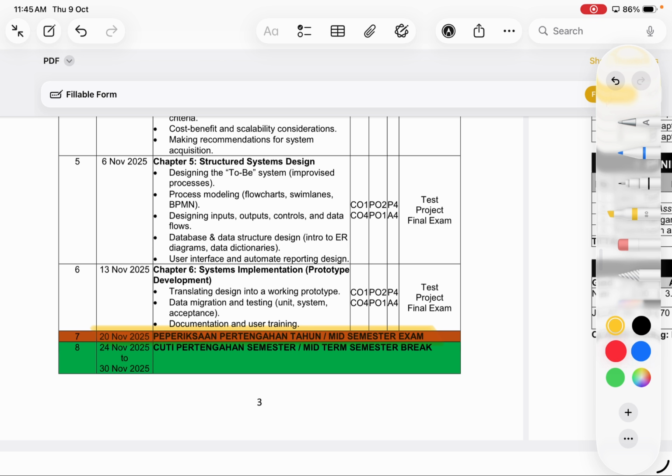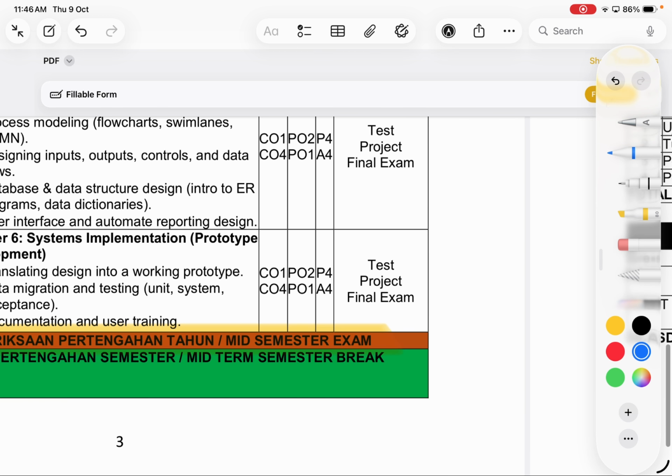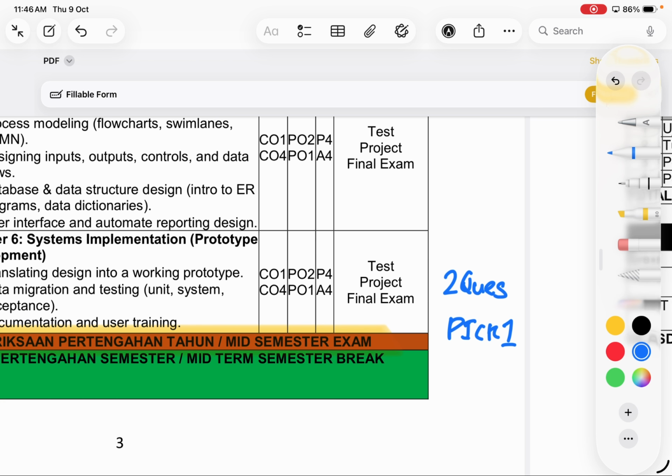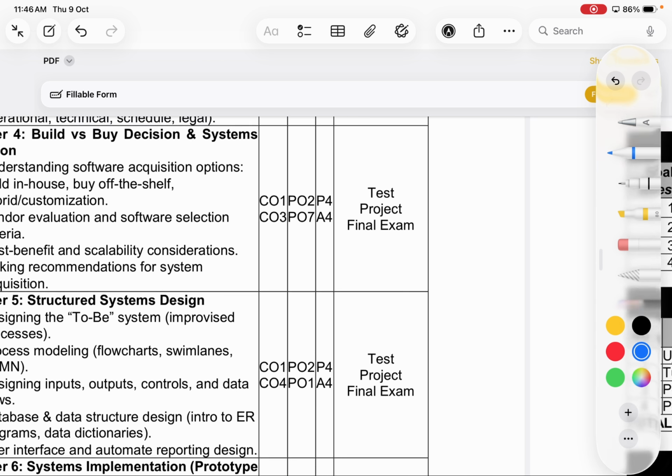The format is this one, as I still remember. You have 2 questions, you only pick one. Both of them are case questions. You are given 2 different scenarios, so which one do you like? Chicken or duck? So, 2 hours only. Make sure you prepare yourself and go through all these things.